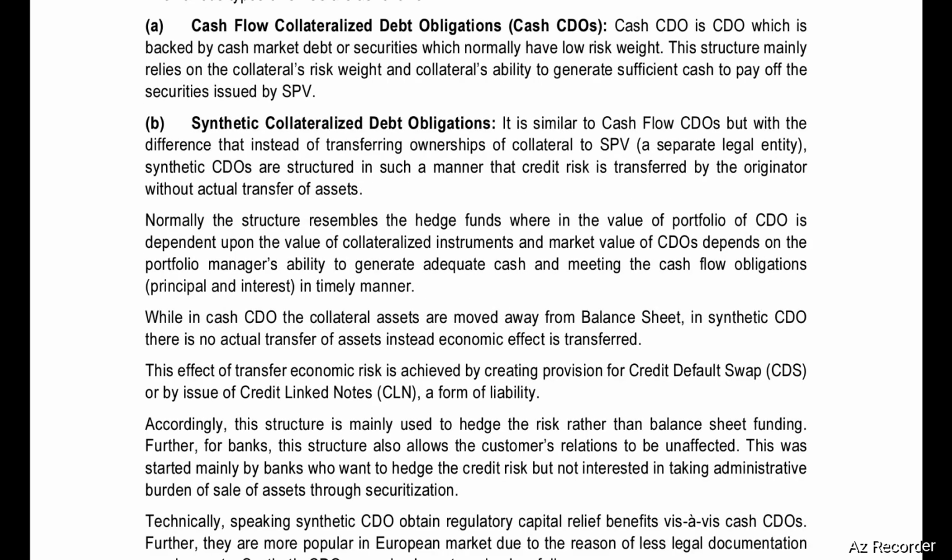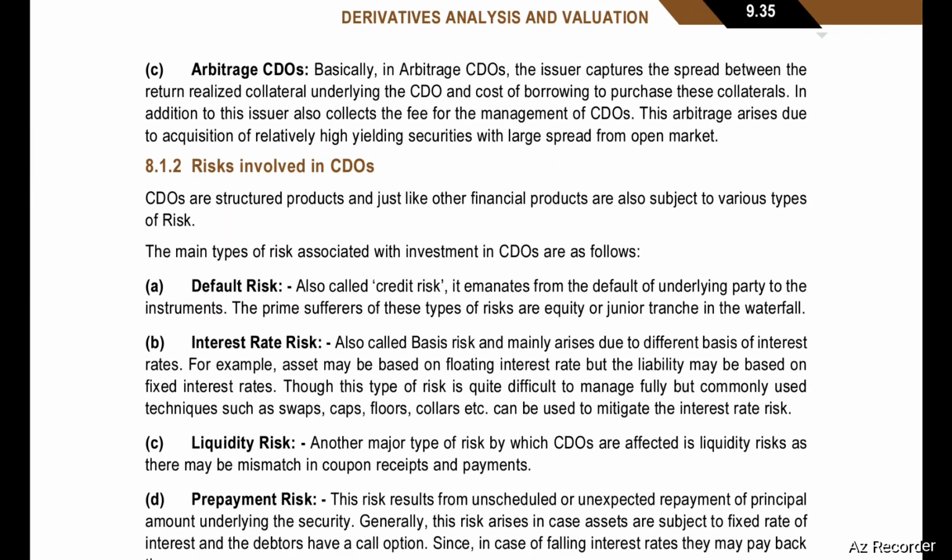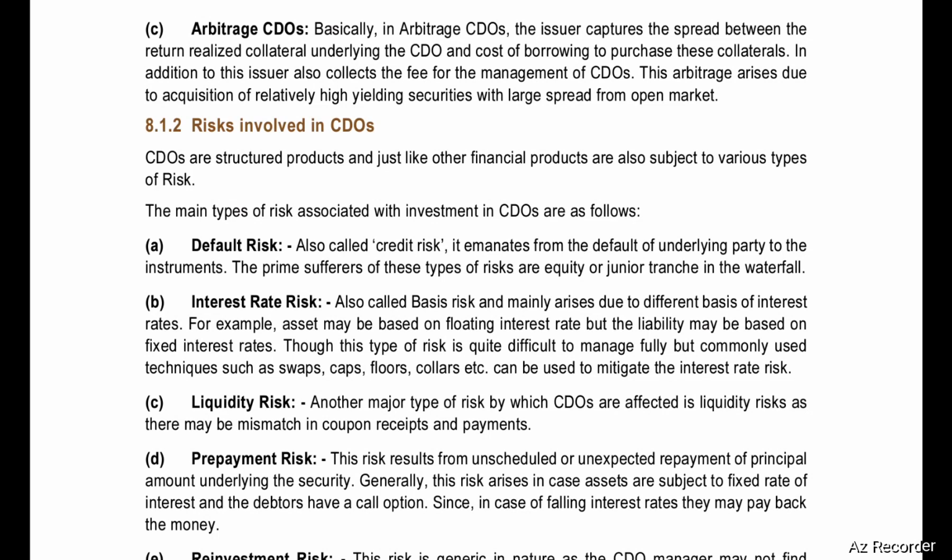Next, arbitrage CDOs. Basically, in arbitrage CDOs, the issuer captures the spread between the yield realized on the collateral underlying the CDOs and the cost of borrowing to purchase these collaterals. In addition to this, the issuer also collects the fees for the management of the CDOs. This arbitrage arises due to acquisition of relatively high yielding securities with large spread from the open market.